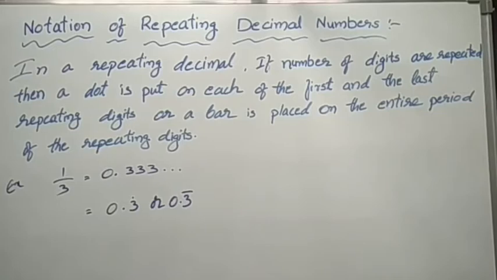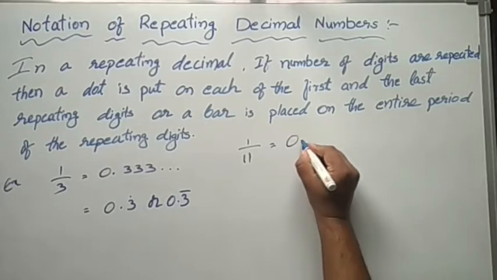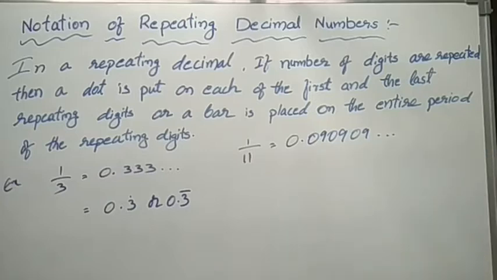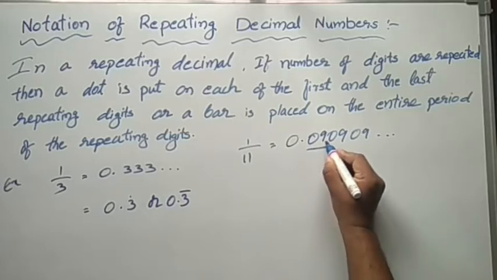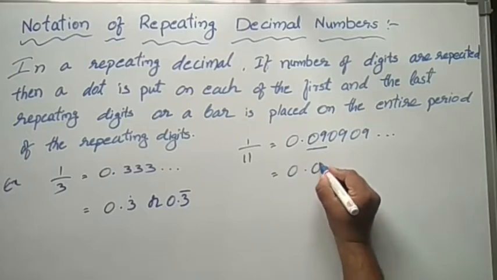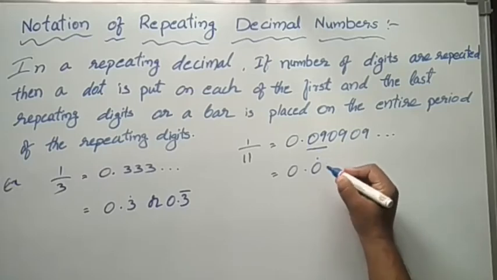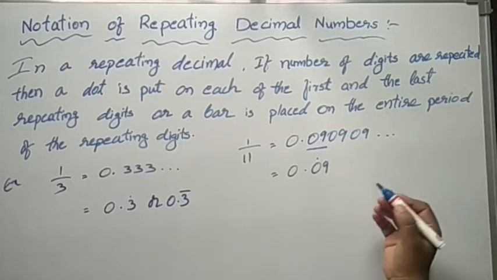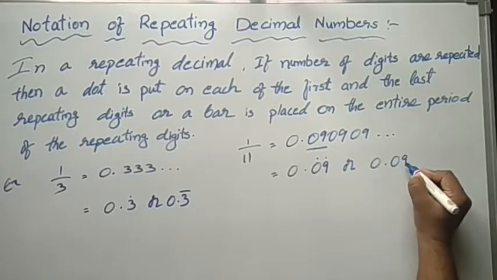I'll take one more example. There's a 1 by 11. There's a 0.090909 continue. Here the first digit is a 0 and the last digit is a 9. Means these 2 digits are repeating continuously. So I can write this one as 0.0. See, 0 is repeating, so that's why I kept it as the first digit. So I kept a dot on that. And the last digit is a 9 because these 2 digits are only repeating. So I am keeping the dot here, or 0.09 bar.